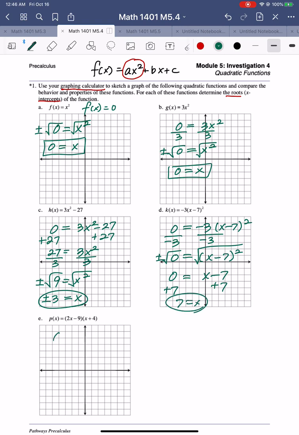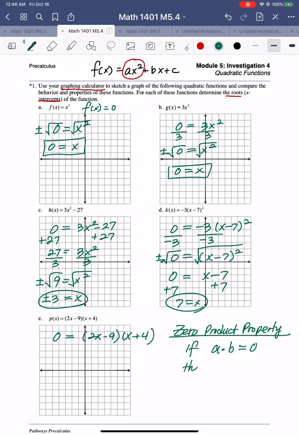For the b of x function, set (2x minus 9)(x plus 4) equal to 0. But I need to introduce the zero product property. Which means if you have a times b, where a is one factor of the product and b is another factor of the product, and one of the factors becomes 0, then your product always becomes 0. So 2x minus 9 is one of the factors, so set it equal to 0. x plus 4 is another factor.